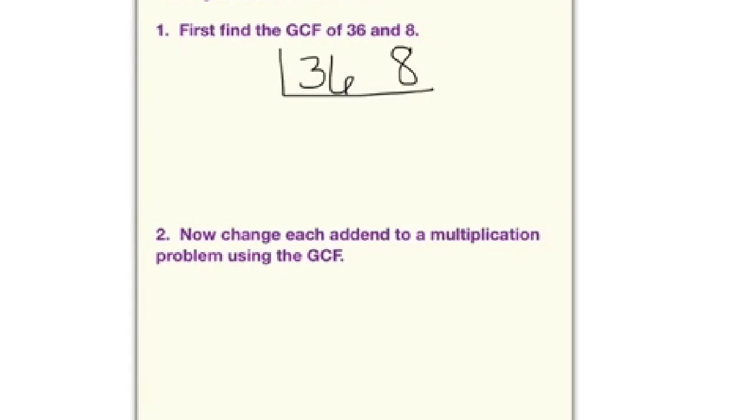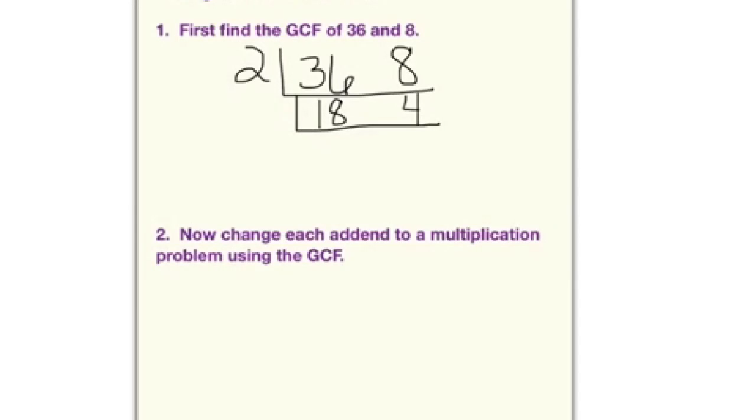Welcome back. Hopefully you found the GCF. I will do it here for you as well. So, let's see, what numbers could go into 36 and 8? Well, I know that they are both even numbers, so I can use my divisibility rule and divide both of these numbers by 2. 2 goes into 36 18 times, and 2 goes into 8 4 times.